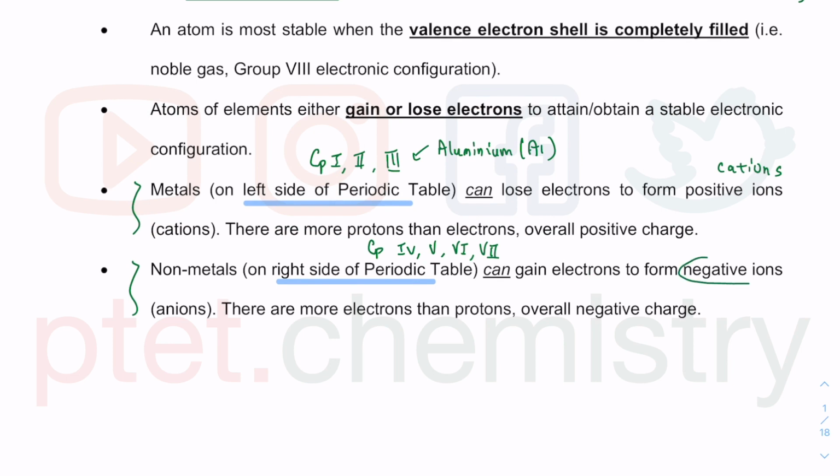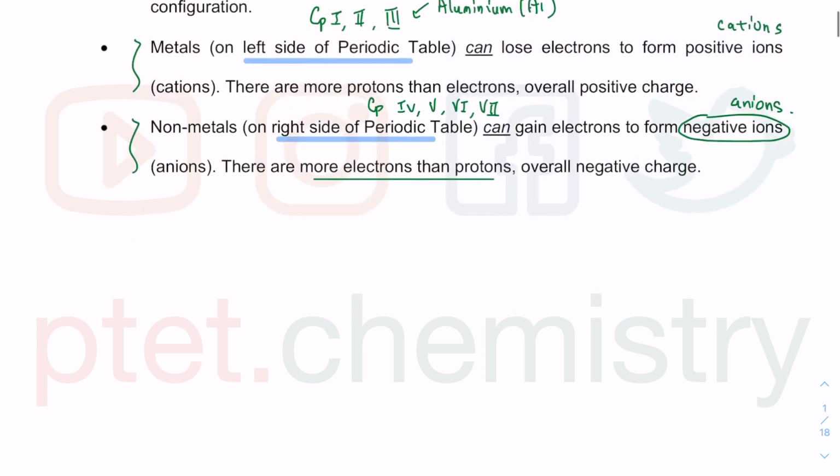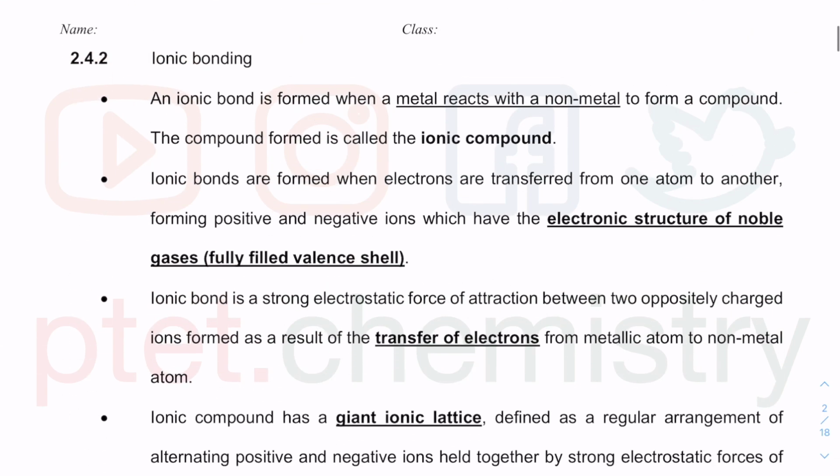Minus charge means negative ions, because you have more electrons than protons. Since you gain electrons, you gain negative charge, you become negative ions. The name of negative ions is obviously anions. That was what we had just discussed previously as part of the learning objective. Now, what is an ionic bond? We know it's a force of attraction between the oppositely charged ions.